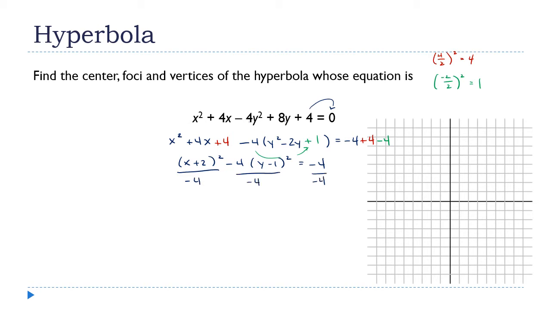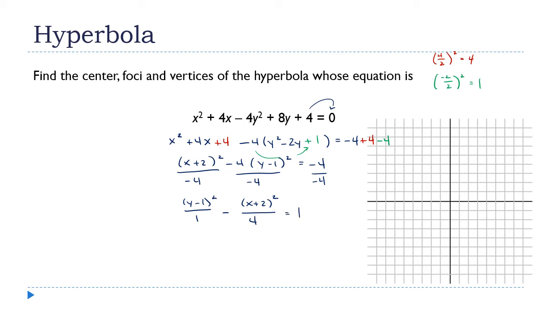And so let's see. You notice that the signs switch. The y's are now going to be positive. So this is going to be (y minus 1) squared over 1. And I'm going to leave it over something, right? Because I want to see what that a is going to be. Minus (x plus 2) squared over 4 equals 1. Okay, excellent.